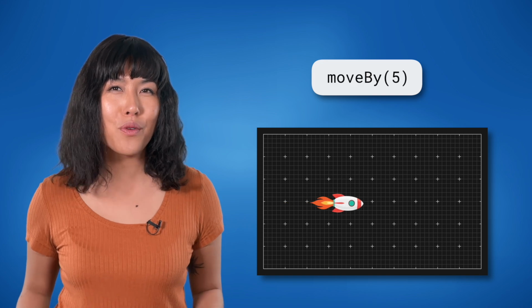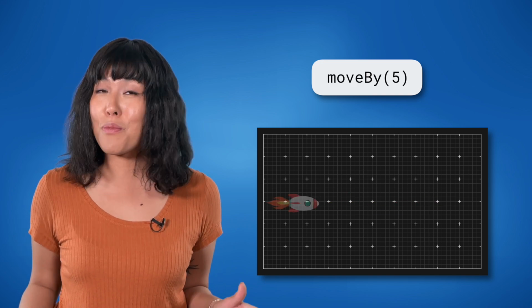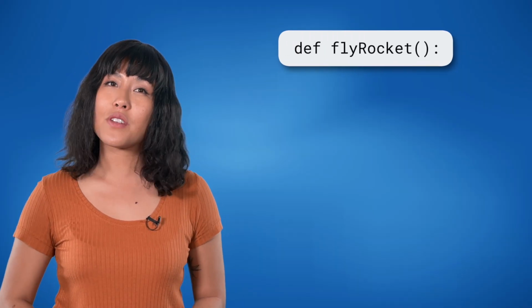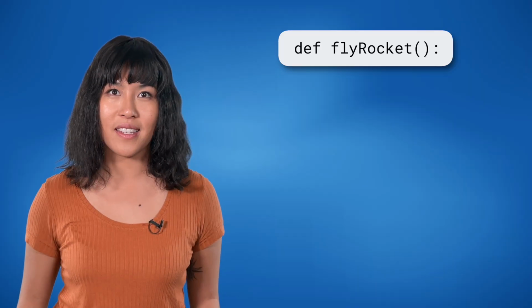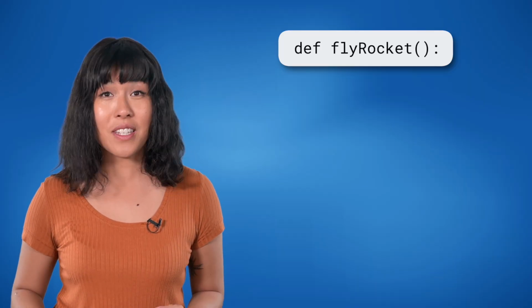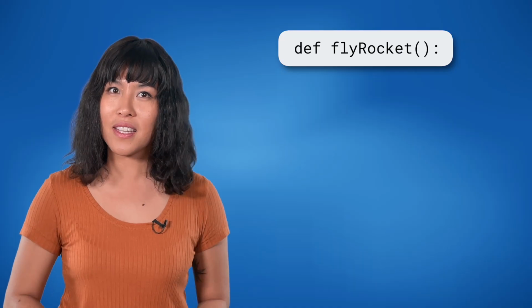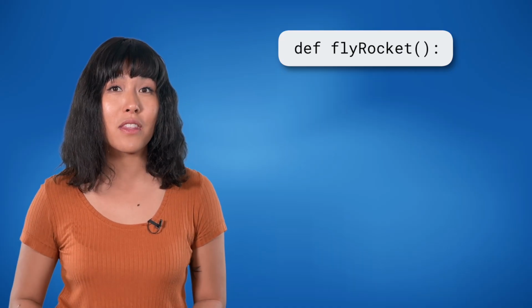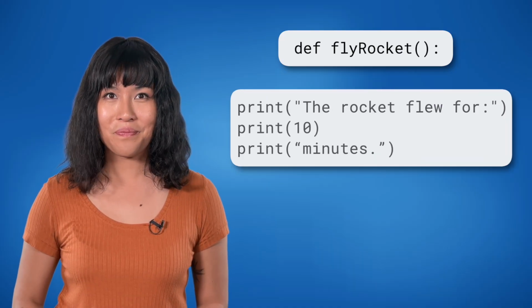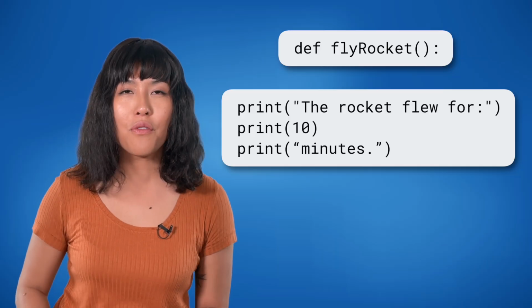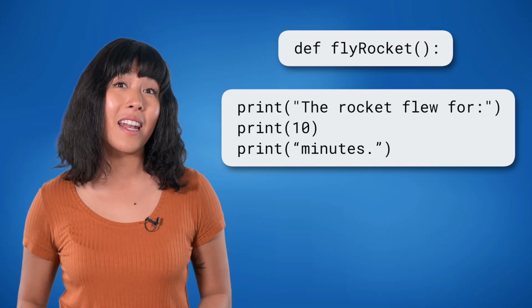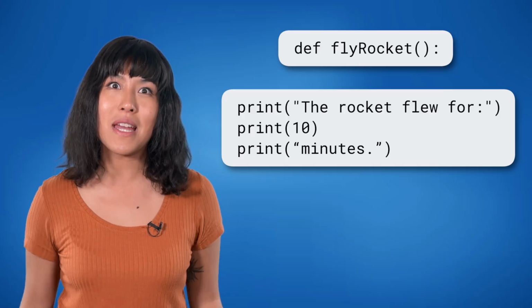So how do we create functions that accept parameters? First, we start by defining a function. For example, we will have a function called flyRocket. As we recently learned, we can define it like this: def flyRocket(). We could also write the method body like this. Each time we call flyRocket, it will print that it flew for 10 minutes.